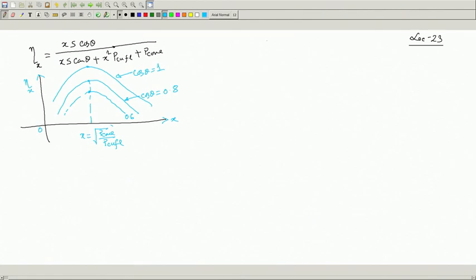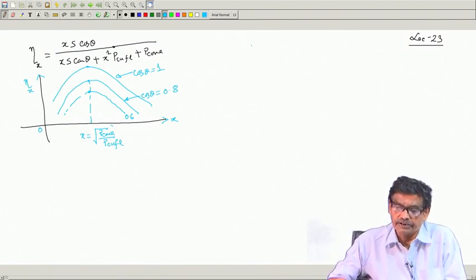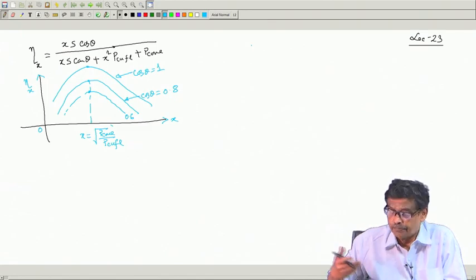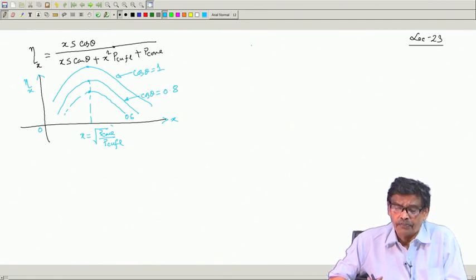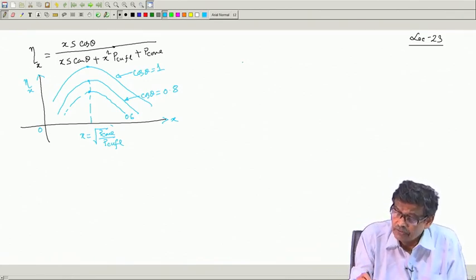Then we told you the importance of energy efficiency, particularly with respect to a distribution transformer, where the load on the secondary of the transformer will change as the day progresses. For some interval of time it will be operating at degree of loading x1, power factor cos theta 1, for a duration of time t1. That efficiency is called all day efficiency or energy efficiency.